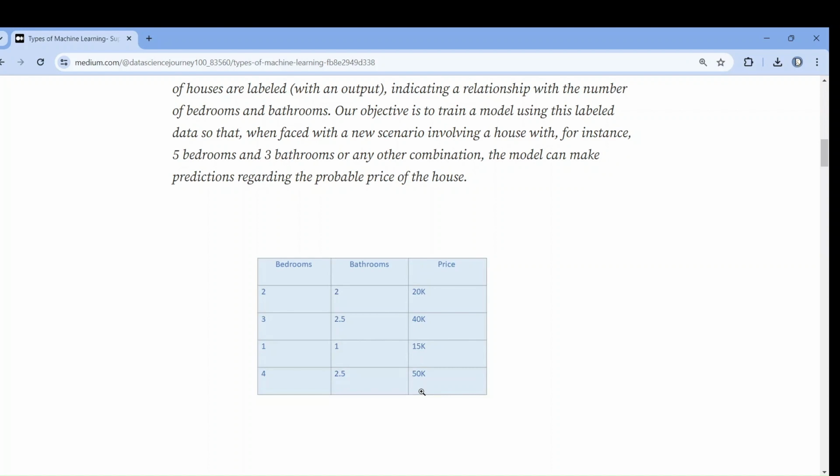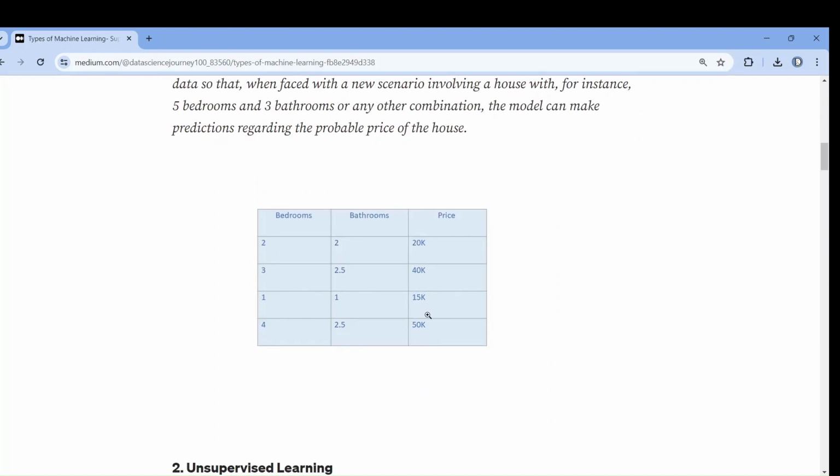The exact opposite is unsupervised learning. In unsupervised learning, you don't have this corresponding output. Your dataset is not labeled. The machine has to find the predictions or patterns. That is what is known as unsupervised learning.